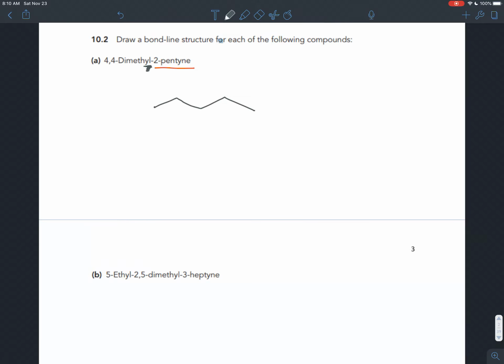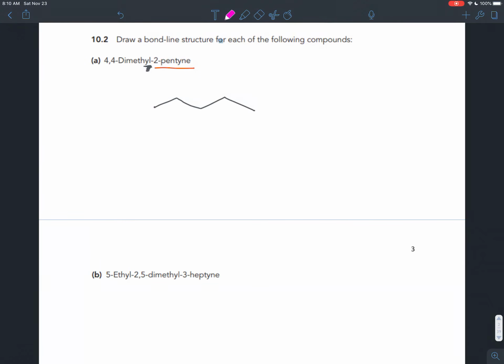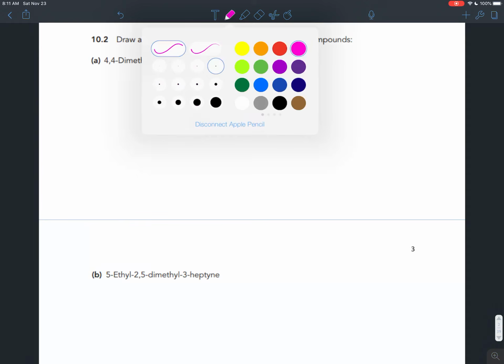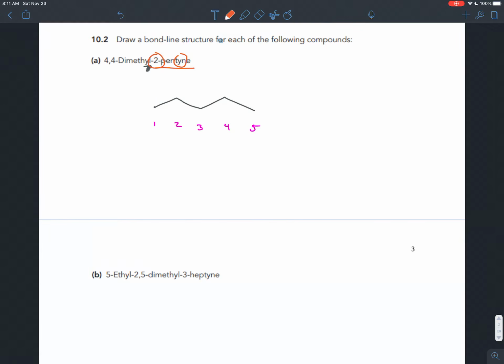Okay, now I look at the infix, it's YN, and here it says it starts at 2. So I have to number this carbon chain. I'm going to do 1, 2, 3, 4, 5. Because the infix is YN, and there's a 2 in front, that means the triple bond starts at carbon number 2 and goes to carbon number 3. Now, as drawn, this is incorrect because it zigzags. These triple bonds have to be linear. I'm going to correct that in a second.